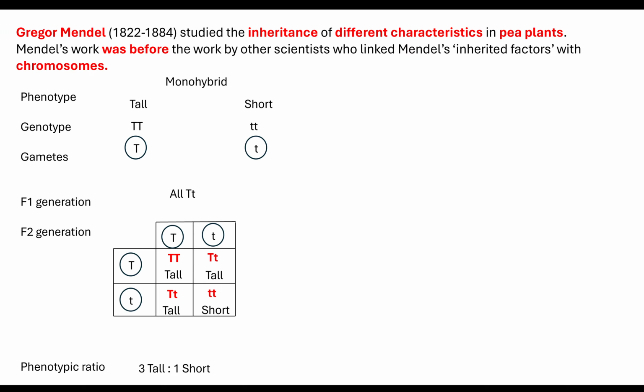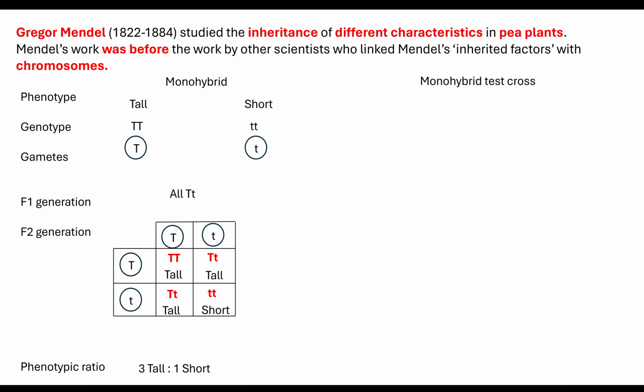Now, obviously, we wouldn't just do it once, we'd do it many times over. So we would look at the number of plants that we observed, and we would hopefully end up with a 3 to 1 ratio. So that's how we do a monohybrid cross. But how do we know that a tall plant is homozygous dominant or heterozygous? What can we do to identify that?